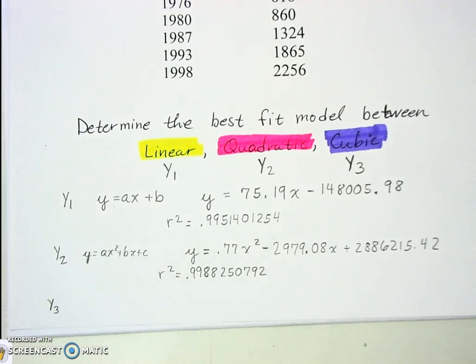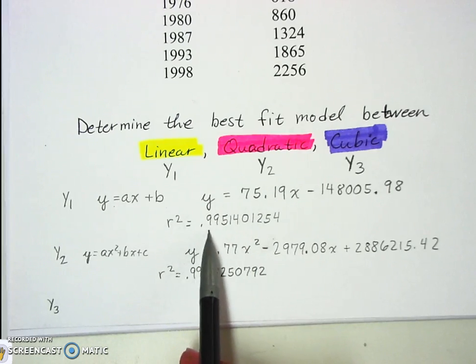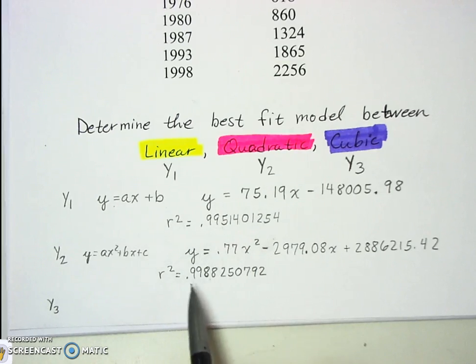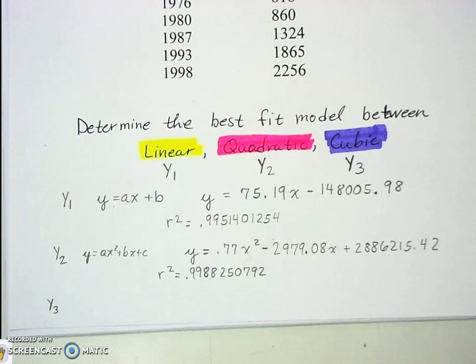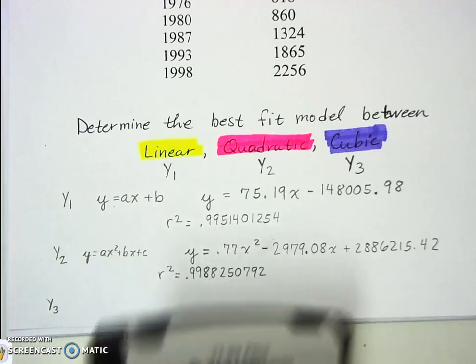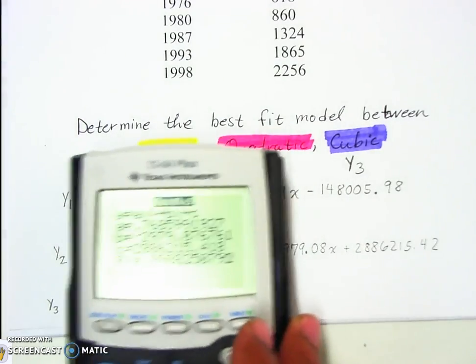Alright, so that's there. And so if you look at it, r squared here is 0.998. This part is 0.995. So far, quadratic is better because it's closer. But now let's check the cubic and see if that's better or if it's just worse.